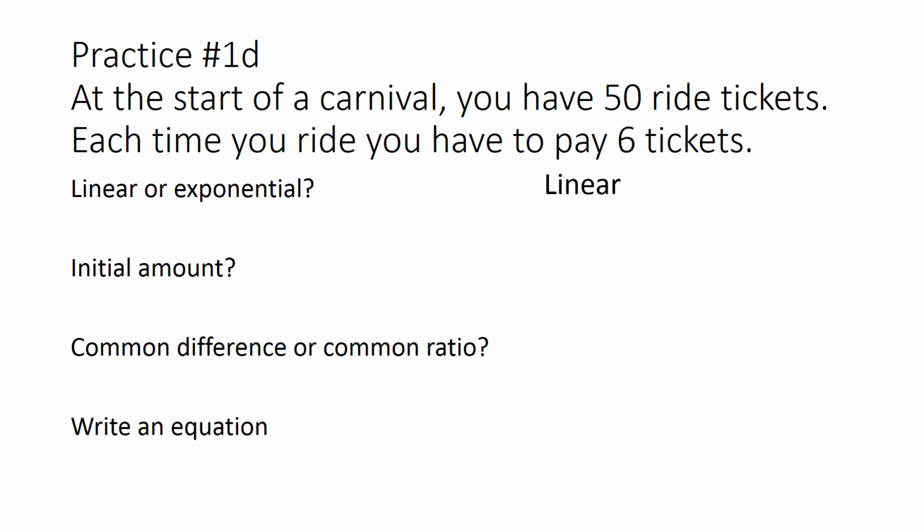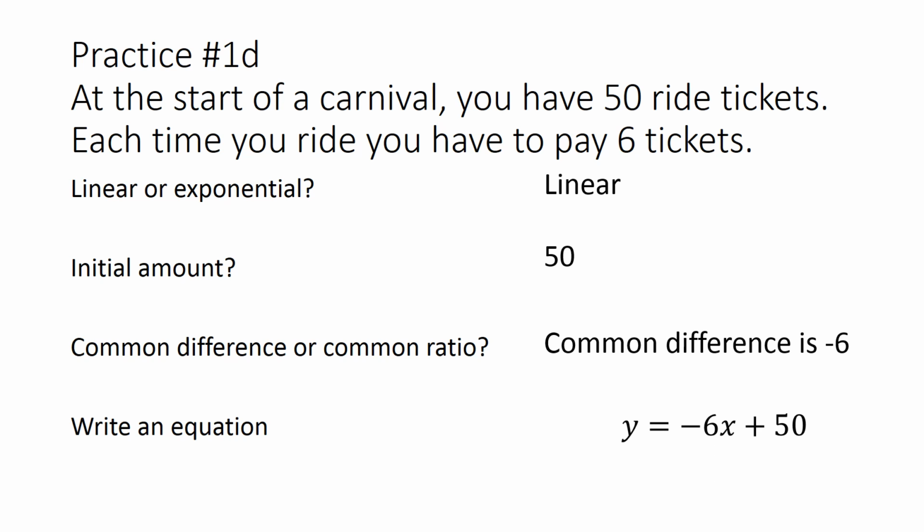The amount of tickets that we started with was 50. And so our common difference is going to be 6, and it's negative 6 because we're subtracting 6 tickets every time we ride. So our equation would be: our slope is negative 6 and our y-intercept is 50.